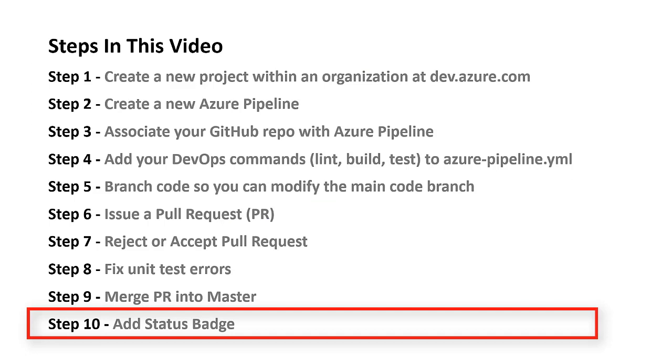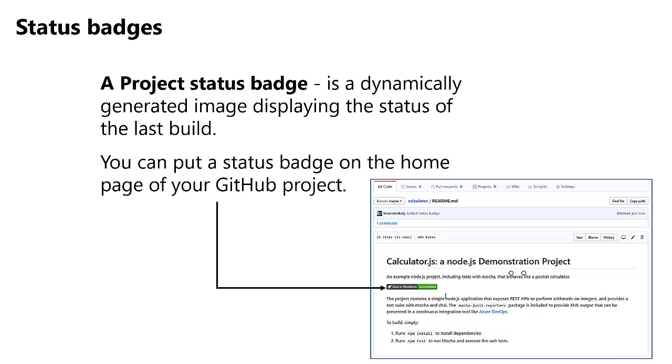So in this final section, we're going to talk about adding a status badge to your README. The purpose of a status badge is to really give the status of the last build. And in our case, it's going to be that we had a successful build with Azure Pipelines. So it's really a way to give first-timers and old-timers an at-a-glance peek at the status of a project. So let's show you how to do that.